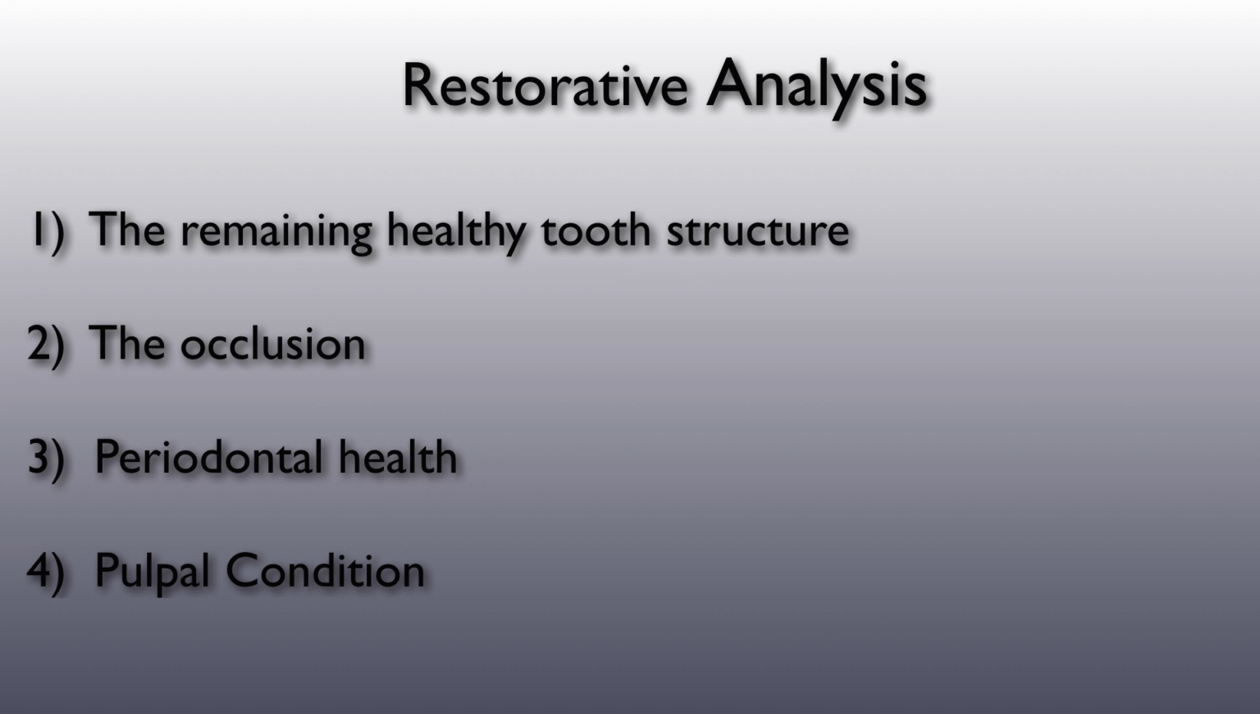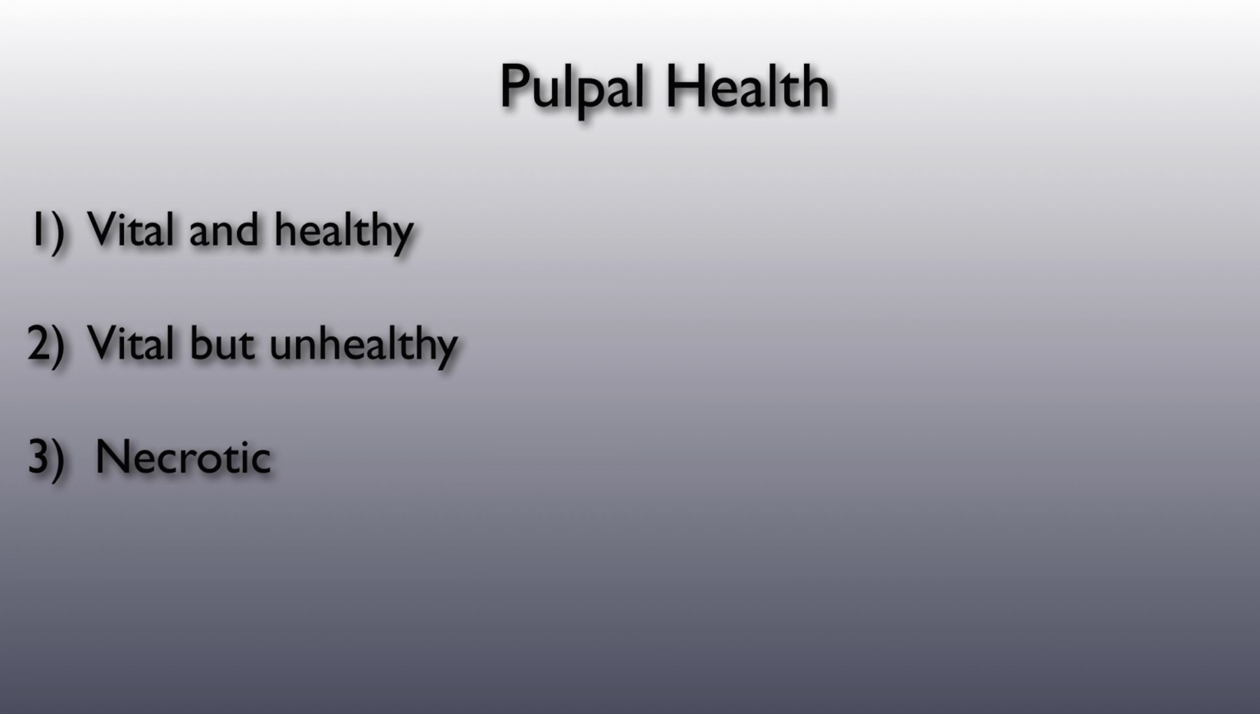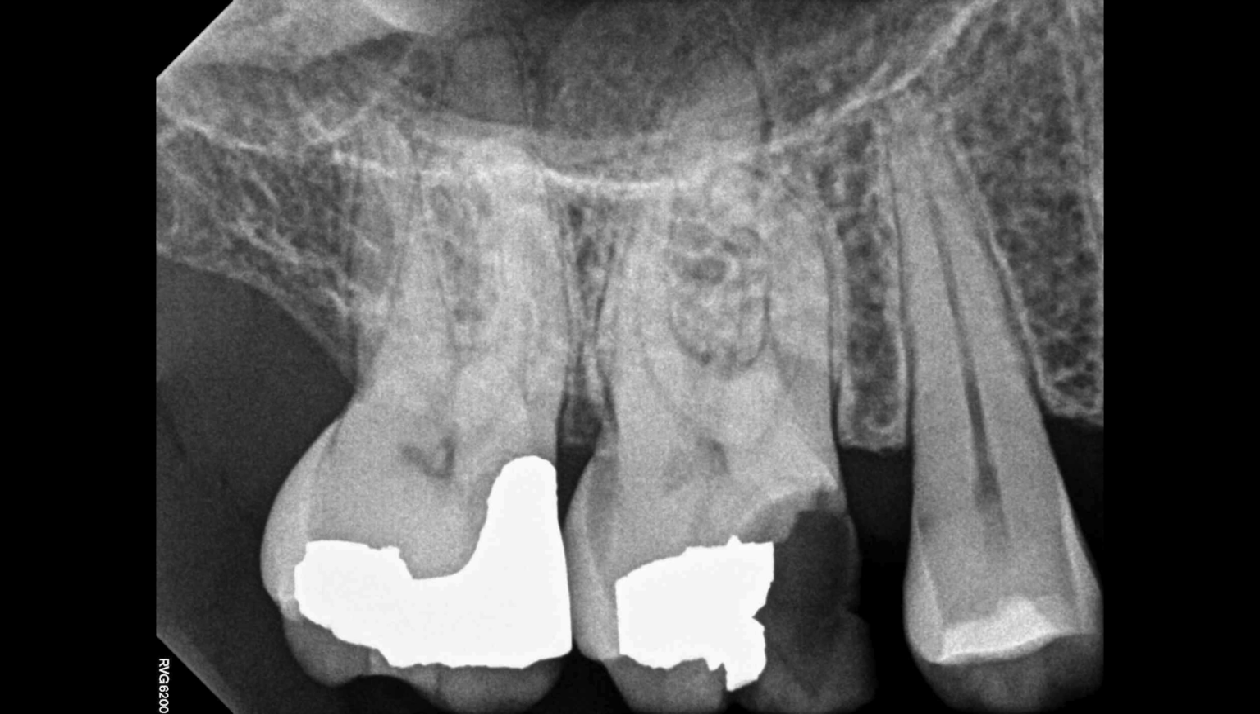An evaluation of the periodontal health is done to determine if the tooth warrants restoration and also to determine where the restorative margins can be placed in relation to the periodontal attachment. Lastly, it is critical to understand the pulpal condition. A simple cold test can tell us if the pulp is vital and healthy, vital and unhealthy, or necrotic. In this case study, we tested the adjacent teeth to establish a baseline of the patient's thermal sensitivity. All teeth responded similarly to cold without lingering discomfort.